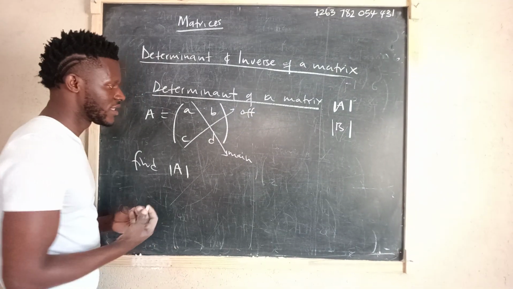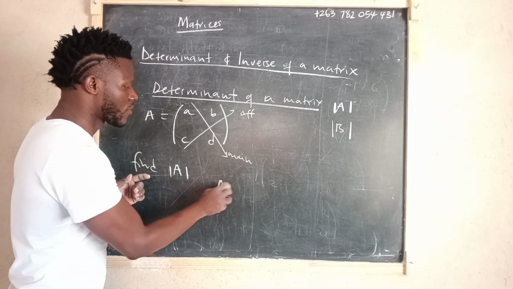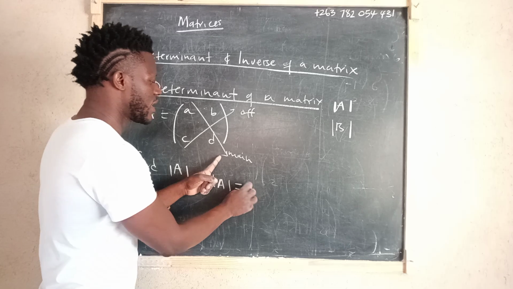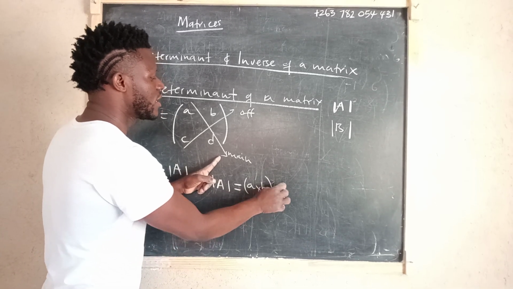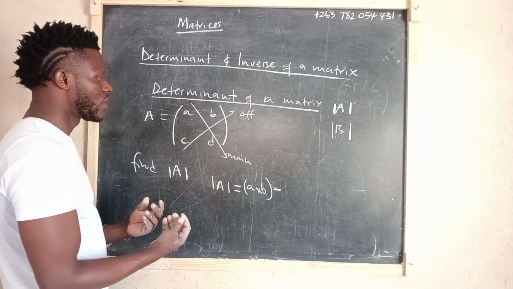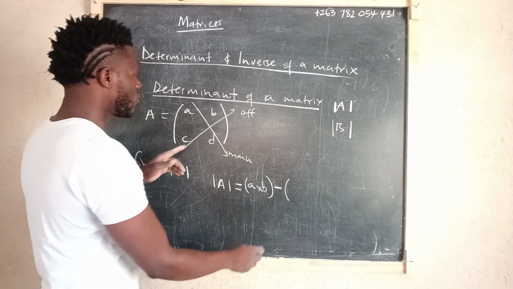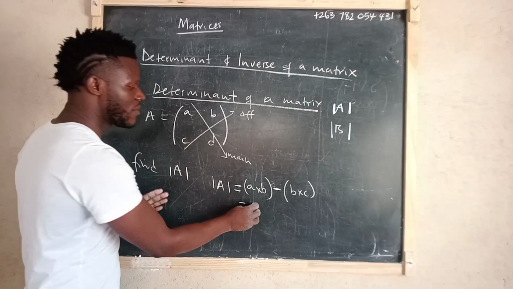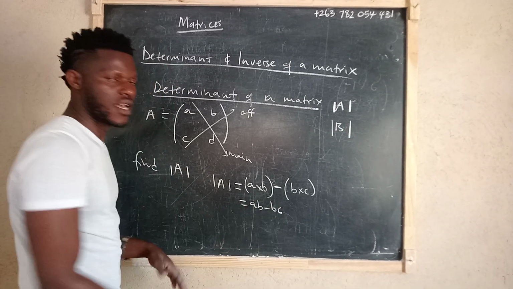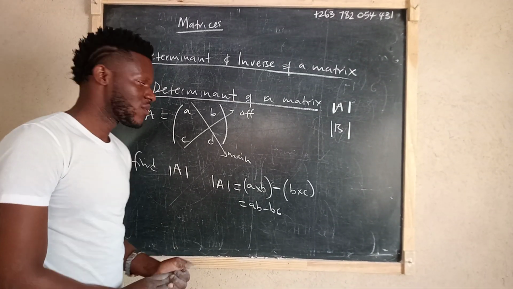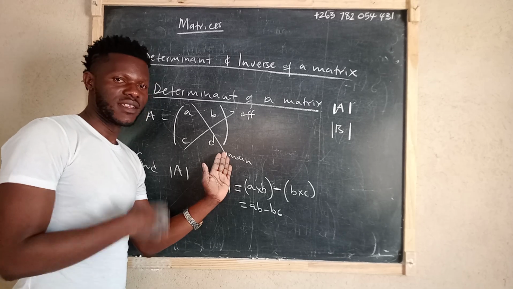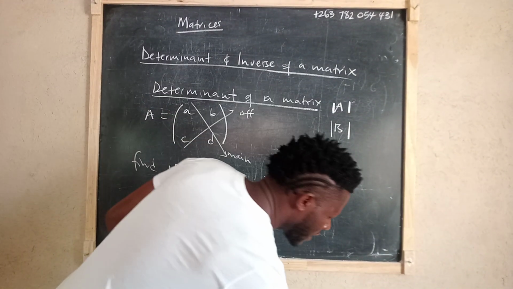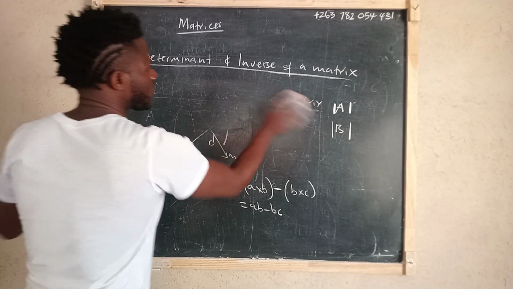So when you are calculating determinant, you multiply numbers of major diagonal first, that is A times D. Then you subtract the product of numbers of off diagonal, B times C. So the formula for determinant is AD minus BC. Every time you are asked to find determinant, you multiply major diagonal, then you subtract the product of off diagonal. Let me illustrate it using numbers.